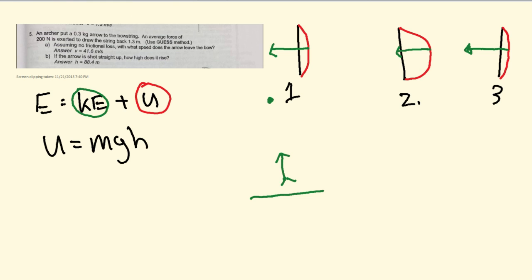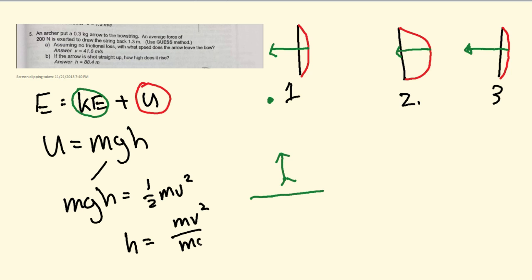So, from that, we can say that mgh is equal to kinetic energy, which is 1/2 mv squared. Isolating height here, because that's what we're trying to find, h is equal to mv squared over mg, which is v squared over g. Now let's see if that works. 41.6 squared over 9.8.